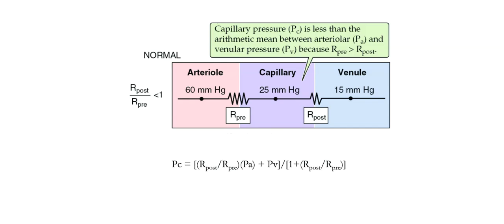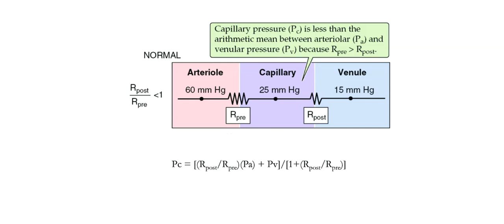Closer to the venule system, right? So you have a much bigger pressure drop between 60 and 25 than you do from 25 to 50. But you're still passing through another resistor. So the capillary is still going to be at a higher pressure than the blood entering into the venule because you are going to pass through another resistor. On the bottom, it's just showing you how you could actually calculate the pressure in the capillary.